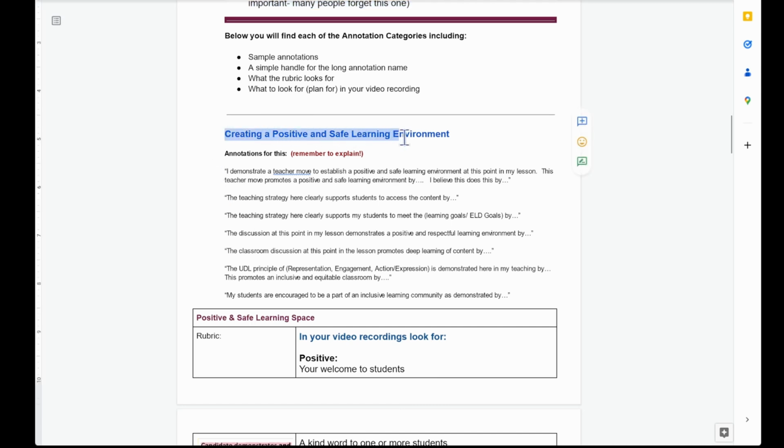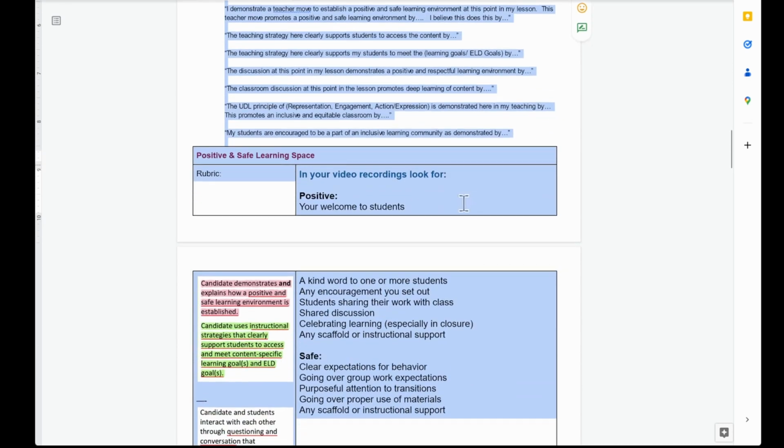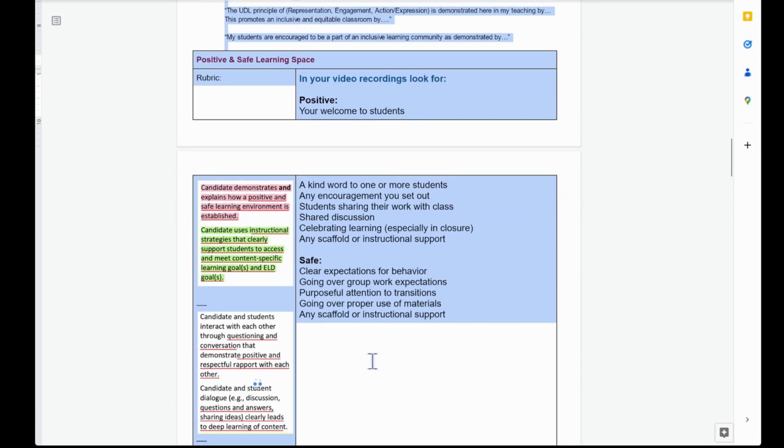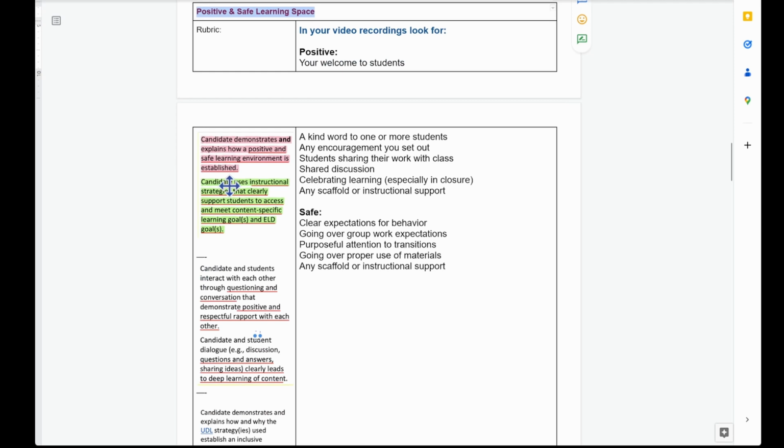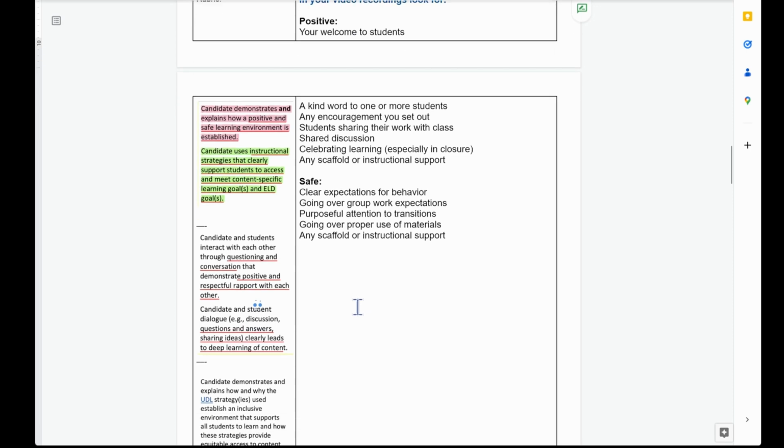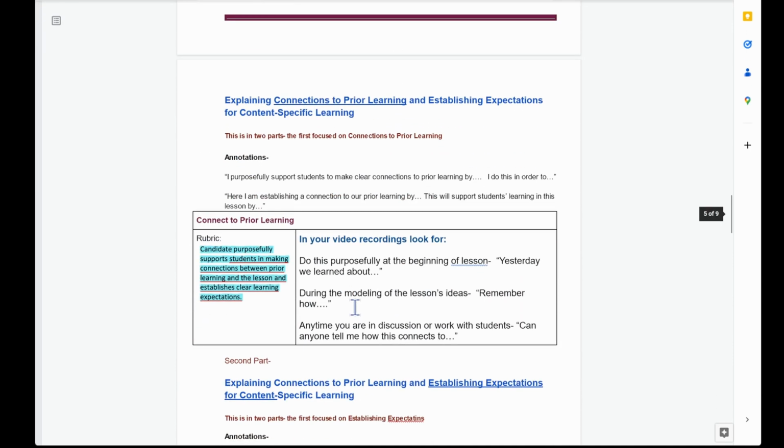So for the first video annotation requirement, it's about creating a positive and safe learning environment. And then I set out some examples. And then I give you some connection to what the rubric's asking for. So this is the annotation. These are the things that are asked for in the rubric. And then I suggest some things that you might want to make sure are in your video. And I do this for each one of the 5.